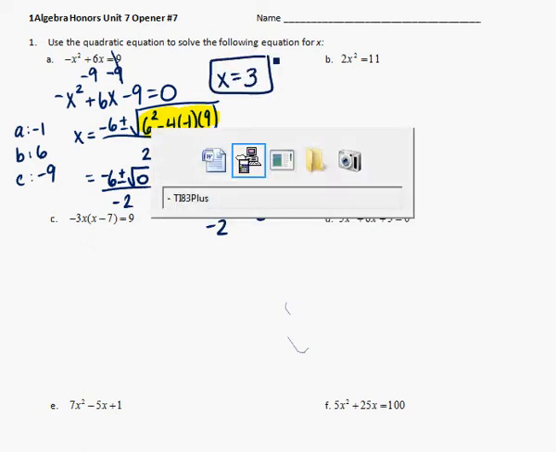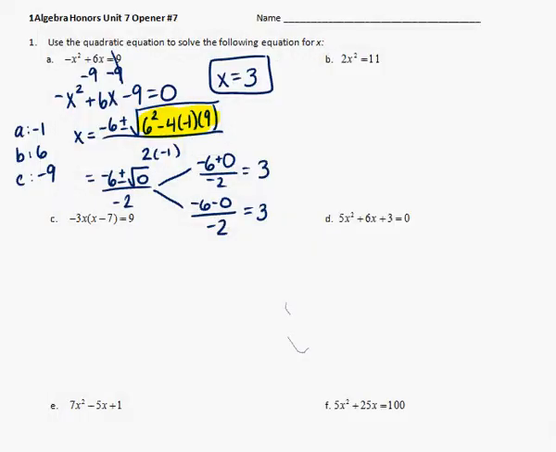This happens every time we have 0 underneath the radical, because when you add 0 or subtract 0 to the number that you started with, you end up with the same thing. So anytime we have 0 underneath the radical, there's actually only going to be one solution for that quadratic equation.